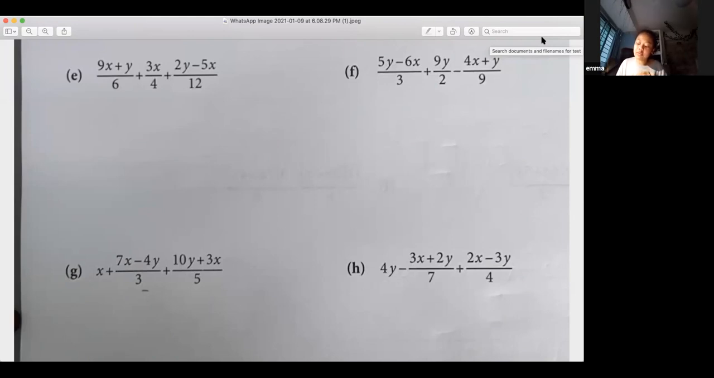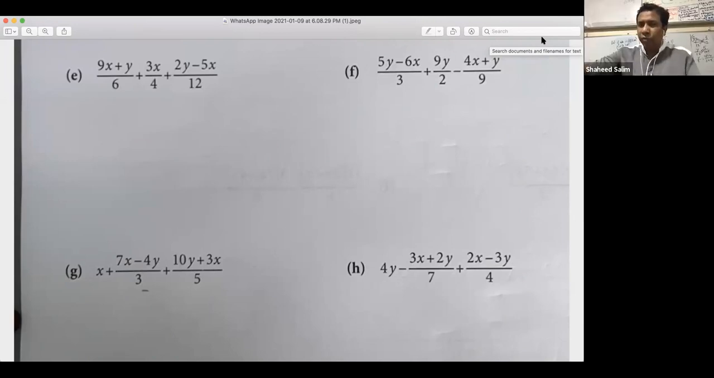45x minus 18y over 15. 45x plus 18y, minus 18y over 15. All right, please show me your working.